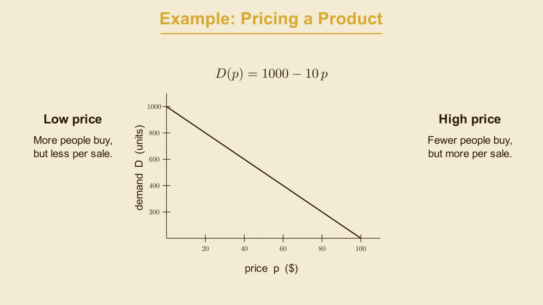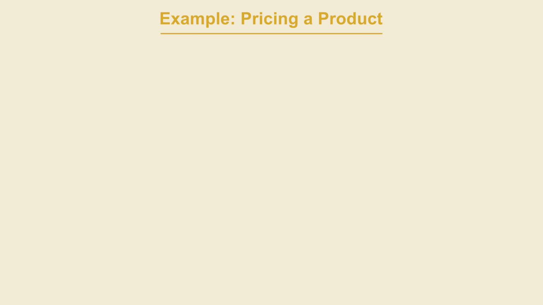Let's say that we can actually quantify what the demand will be given a certain price. For example, we can say that the demand as a function of price works out to 1,000 minus 10 times the price. So for example, at a price of $20, 1,000 minus 200 gives you 800 units sold. At $50, demand would drop to 500 units.